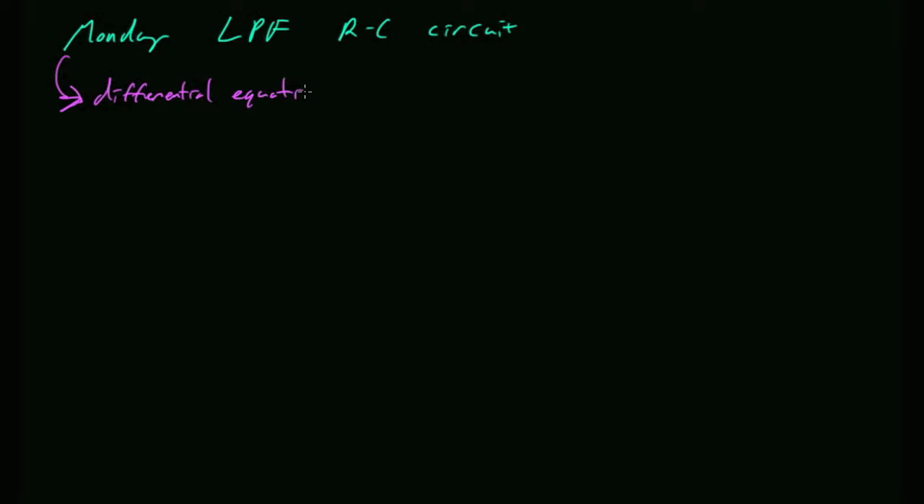Remember, here's what we did Monday. I showed you a circuit, right? The low-pass filter RC circuit. From there, we derived its differential equation. And once we had the differential equation, we took its Fourier transform.